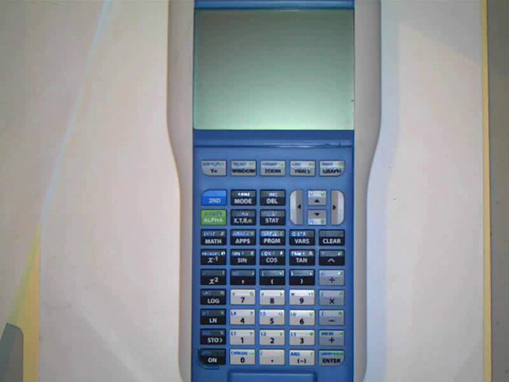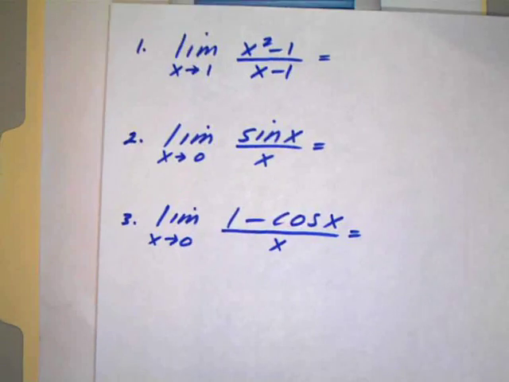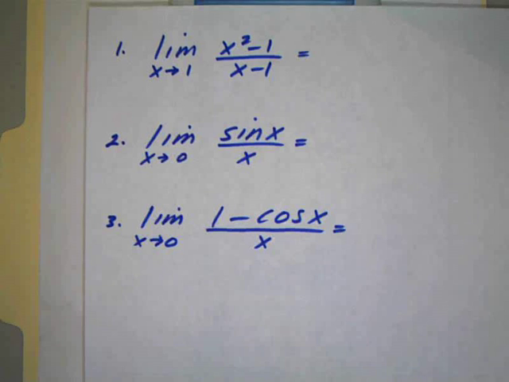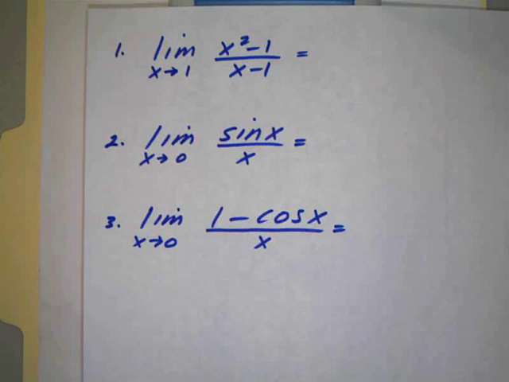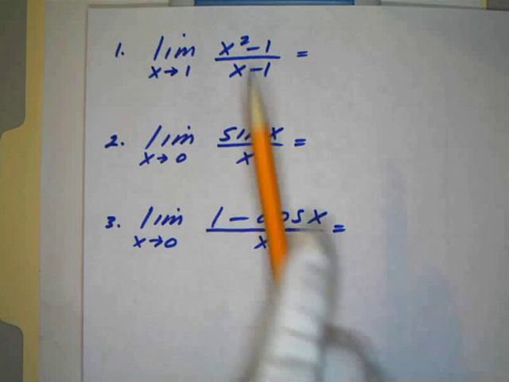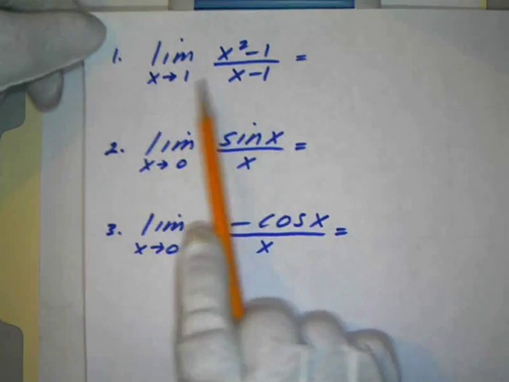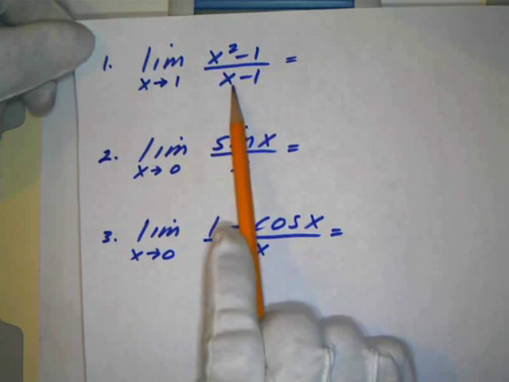Okay, we're going to look at some calculus problems, and these are ones we did in class. What we're going to try to do is evaluate or find the value of these limits. Now, if we try to do substitution for the first one, the limit as x approaches 1 of x squared minus 1 over x minus 1.